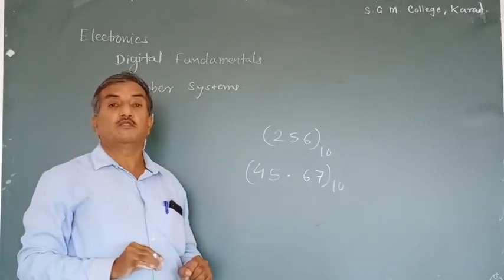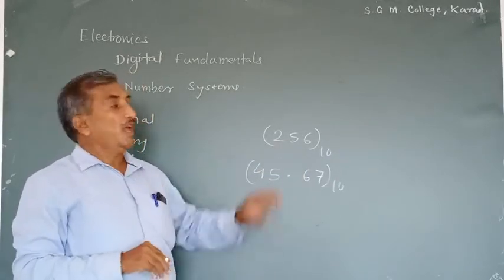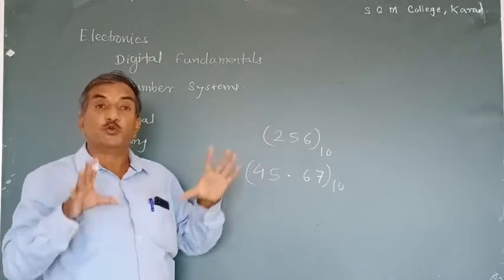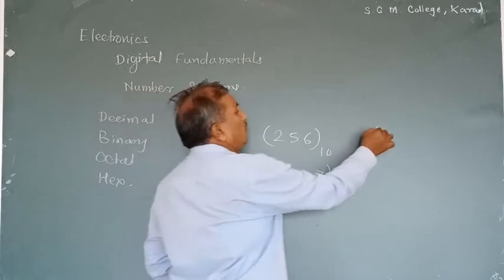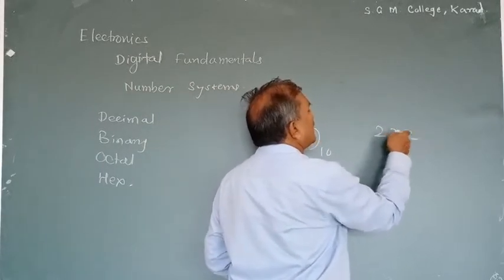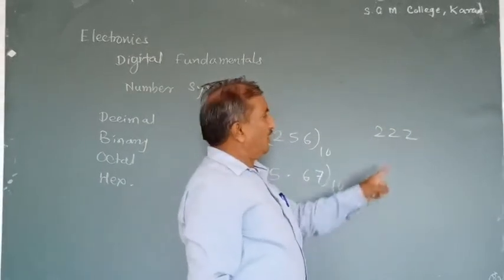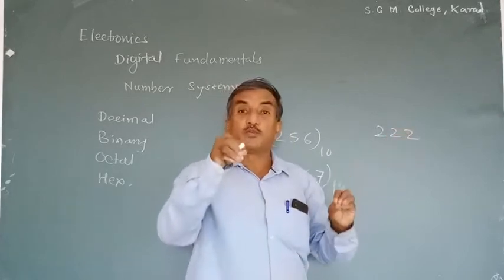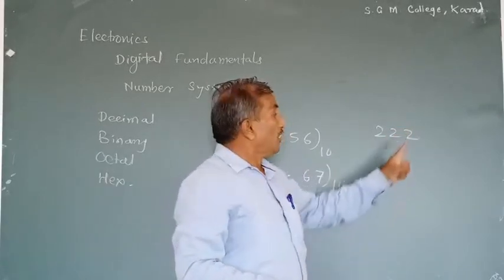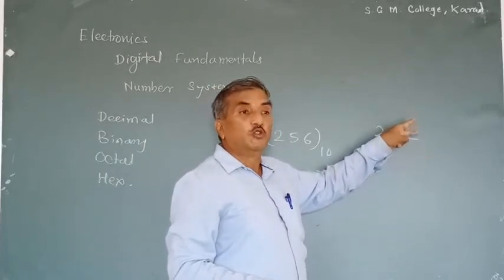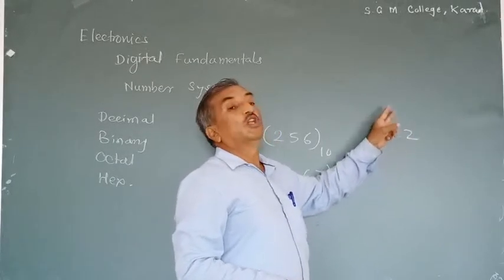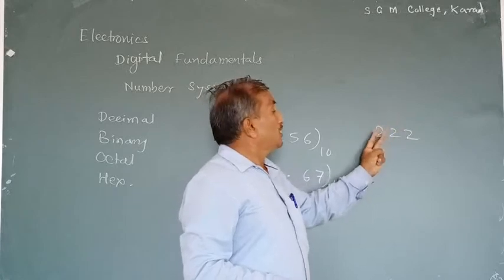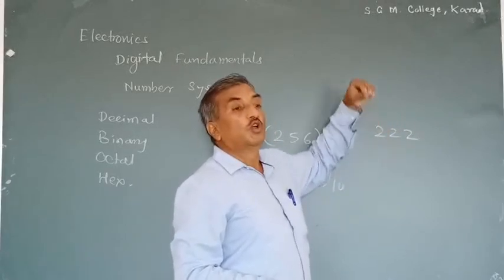The important thing is that in a decimal number, every digit has its positional weight. This is very important. Suppose the number is 222. All the symbols are the same, still each symbol has a different meaning, a different positional weight. The first 2 has positional weight 2 into 10 raised to 0. The next has positional weight 2 into base raised to 1, 10 raised to 1. The next has positional weight 2 into 10 raised to 2.